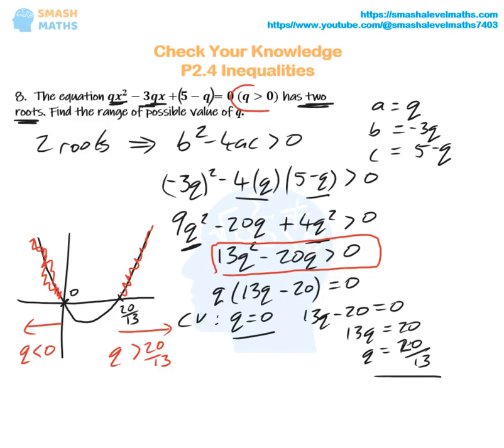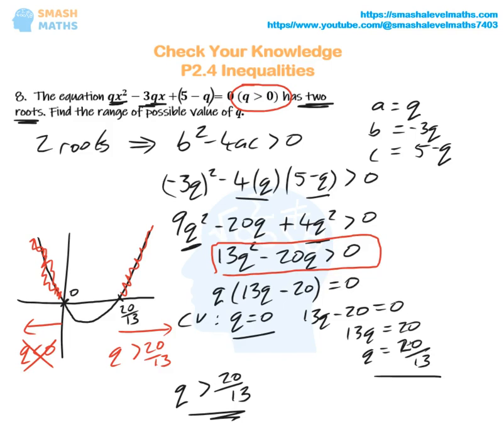So I've got two distinct regions, but now if we go back up and have a look at my question, we can see, oh hello, we're told that q has got to be greater than 0. So that takes out that one straight away. So therefore our range of possible values, our solution here, is q has got to be strictly greater than 20 over 13. And we're done.